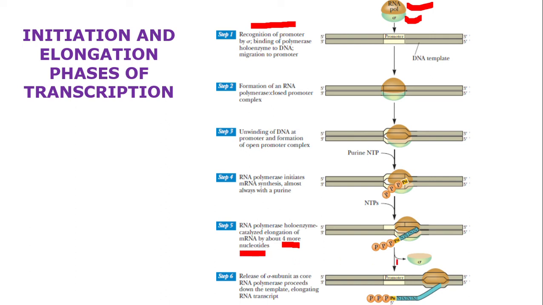Because thereafter the sigma unit goes away. Until the addition of the first 5 ribonucleotides, the sigma factor is there. So the first initiating nucleotide is added, then 4 more nucleotides are added, totally 5. Now the sigma factor goes away. And then this process continues. Accordingly, the transcription bubble is moving forward. Behind the transcription bubble, DNA is again double stranded, and the length of the RNA chain is increasing.